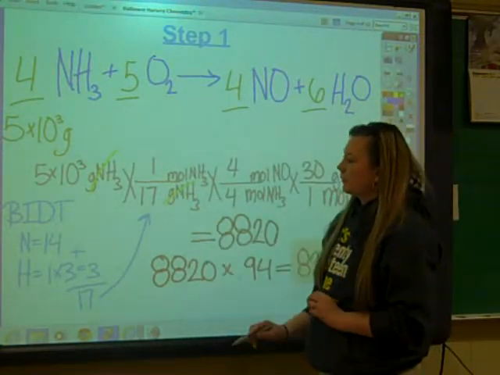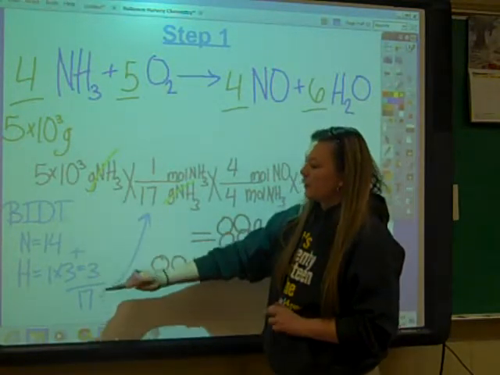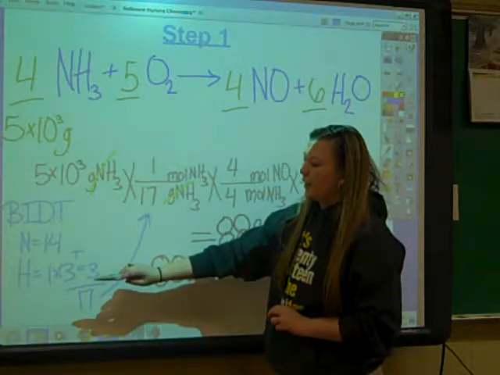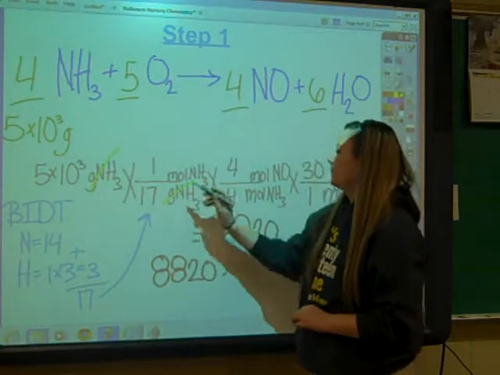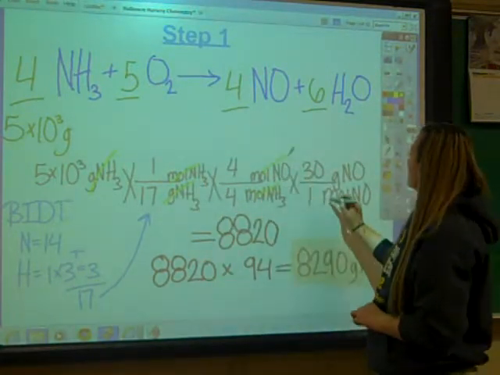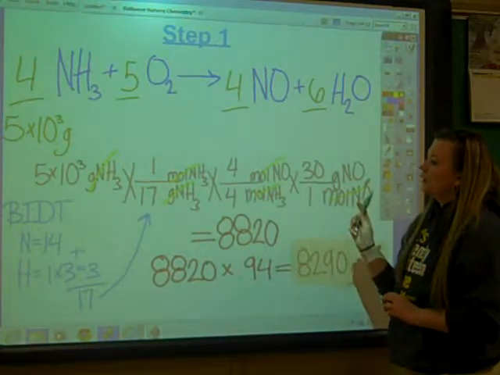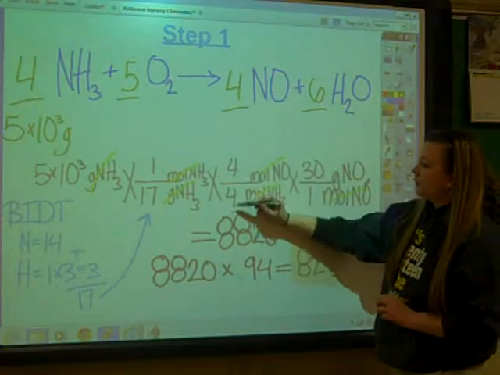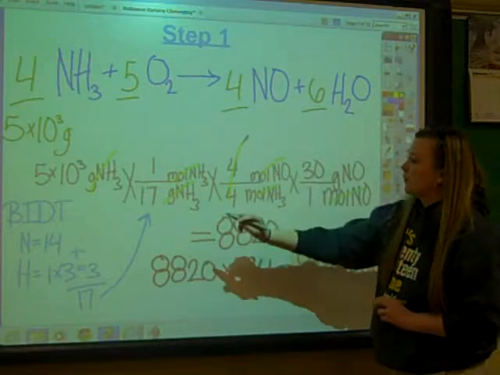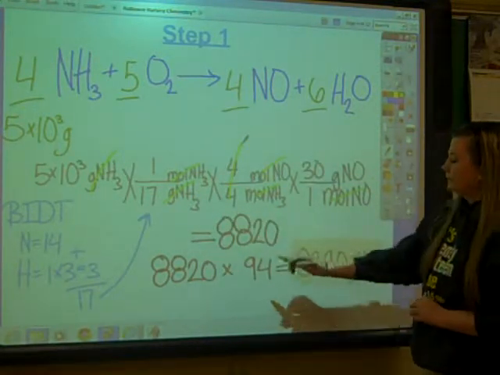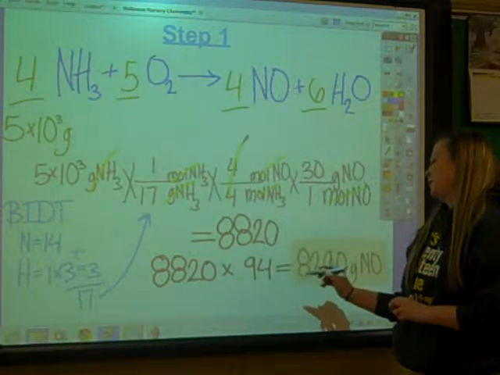And your 17 comes from your break it down thing because nitrogen has a molar mass of 14, and hydrogen has a molar mass of 1, and there are 3 of them. So you do it times 3 and you get 17. So you do 5 times 10 to the third times 30 because your 4 to 4 will cancel out, that'll equal 1, so it really will not matter. And then you divide by 17 and you get 8,820 grams of nitrogen monoxide.